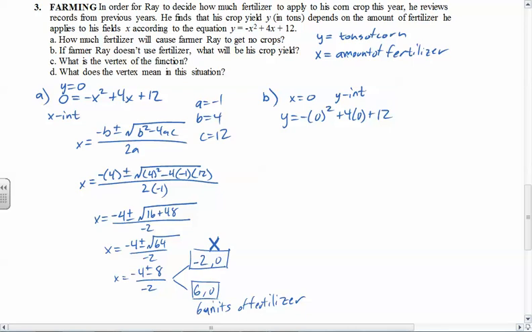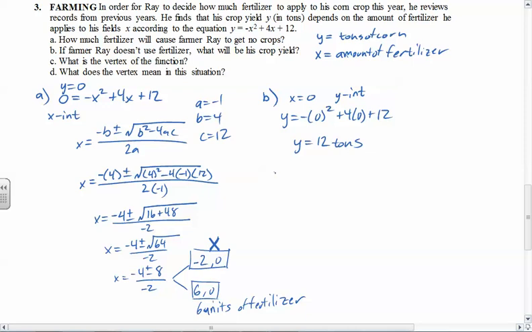And even if you didn't say it with your mouth, I hope your brain was going, y-intercept, I'm making x 0. Okay, if it wasn't, then train your mind to when you see x equals 0, go, y-intercept, okay? So here we go. Y-intercept, 0 plus 0 plus 12, so y is going to equal 12. Don't believe me? Go ahead, type that in your calculator. You're going to get y equals 12. And so that means 12 tons. Okay? So if Farmer Ray doesn't use fertilizer, his crop yield is 12 tons of corn.